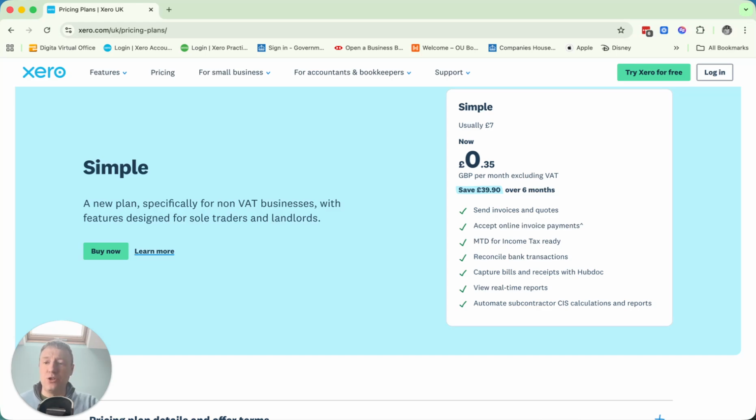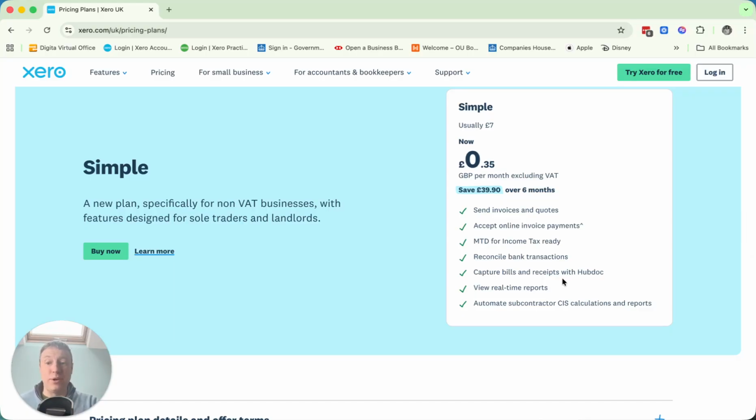Now, hang on, let's just talk for a second about when this product might not be suitable. So this simple product, when wouldn't we use this? Well, if you look through the list of things, it's talking about sending invoices and quotes. Well, landlords never need to do that really, and they're unlikely to be needing to accept invoice payments. What we're interested in this product is obviously Making Tax Digital, reconciling bank statements and capturing some bills and receipts with HubDoc. Now, it's capturing the bills and receipts through HubDoc, and HubDoc is Xero's invoice scanning software.